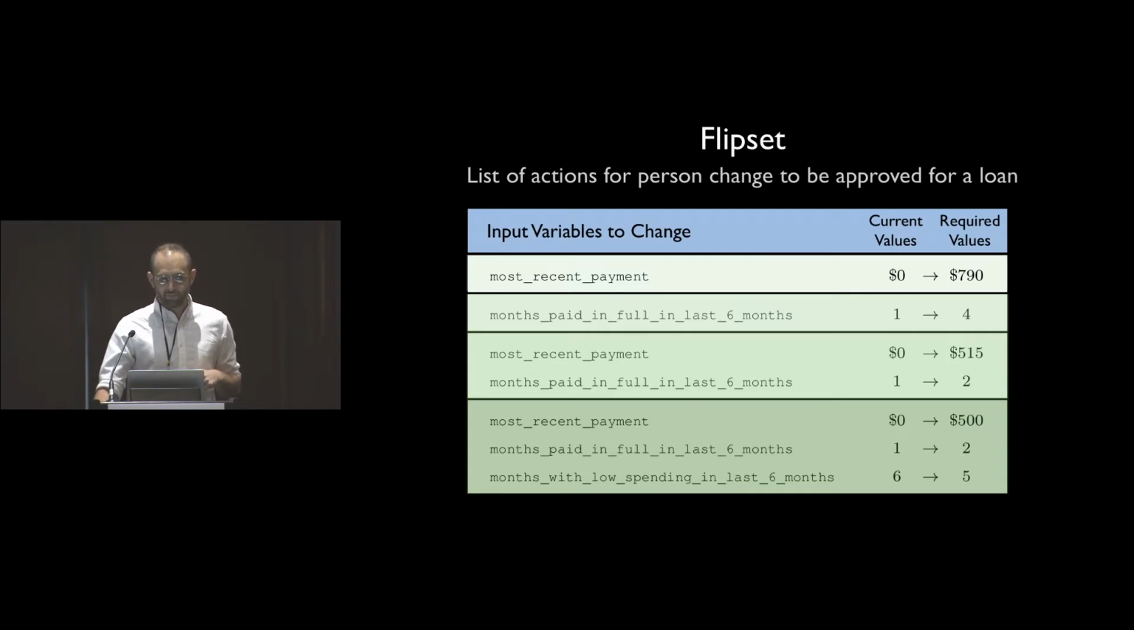prediction. Here we've done this 4 times. We've created a flip set with 4 items. Each item shows a set of variables that can be changed and shows their current values and the values that are needed in order to flip the prediction. So here you see that this person could have been approved for a loan if they had paid $790 last month. And in this case, it's important to create flip sets with multiple items if you really care about recourse, because any one of these things could be infeasible for the person who's receiving it.